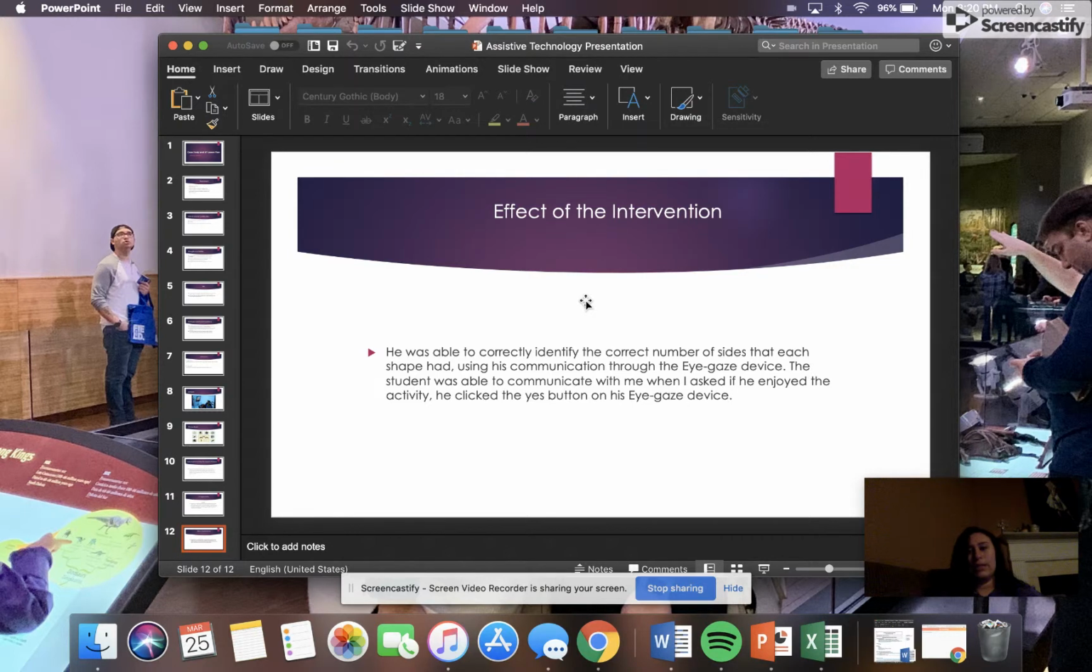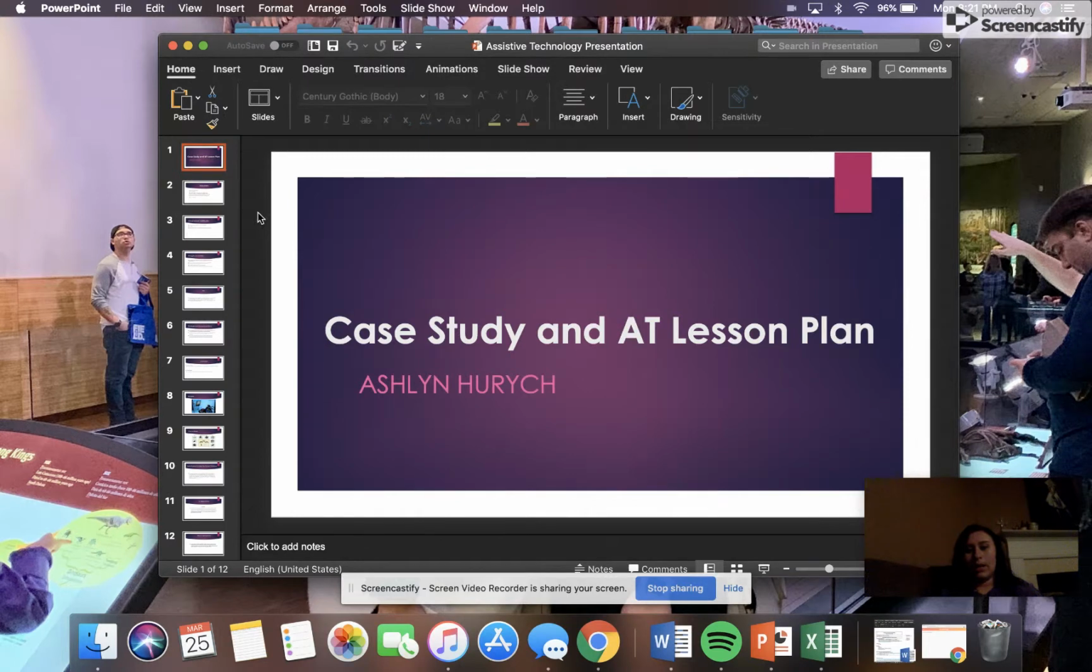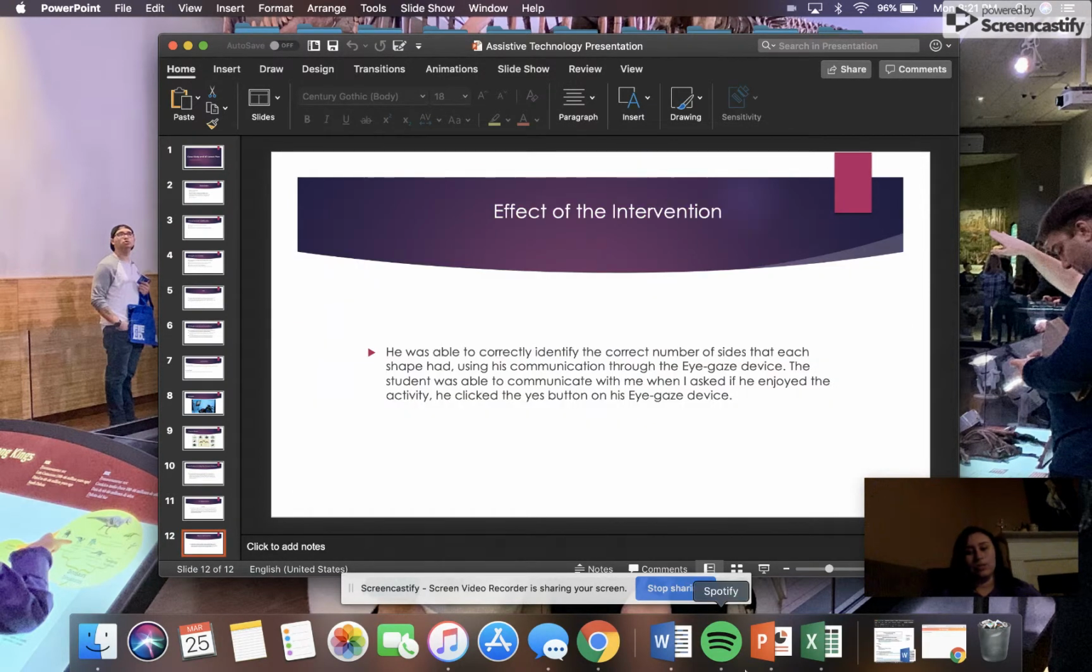And then effect of the intervention, he was able to correctly identify the number of sides that each shape had using his communication through the eye gaze device. The student was able to communicate with me when I asked if he enjoyed the activity. He clicked the yes button on his eye gaze device. So that was pretty much my case study and my lesson plan that I did with my student that I observed.